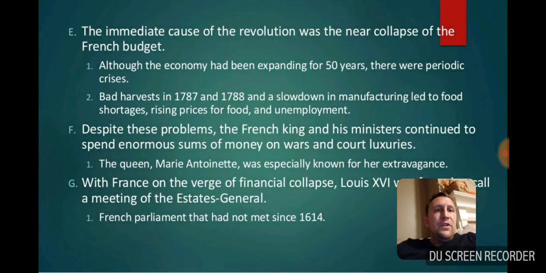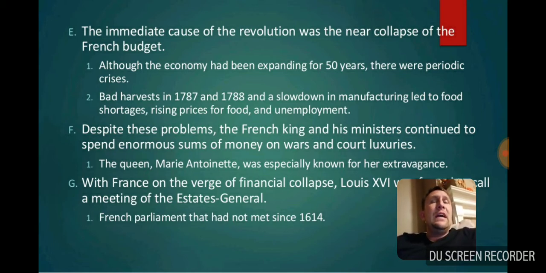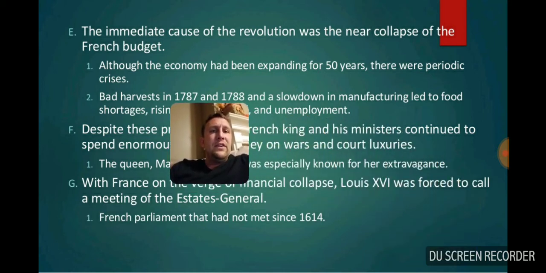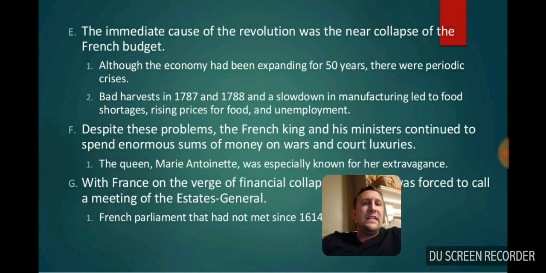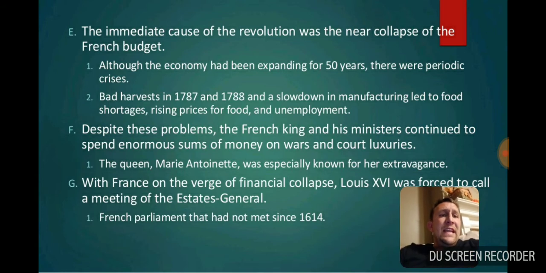All right, so that was the long-term cause. The short-term cause is going to be the near collapse of the government's finances, the fact that France was broke. You had a series of crises over 50 years that, I described it as being like a roller coaster, really set France on a very volatile path. You had two consecutive bad harvests that you can see right here, 1787 and 1788. And then the king's spending.